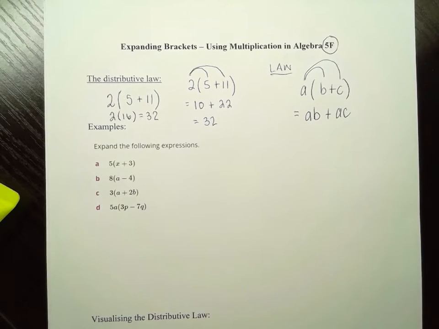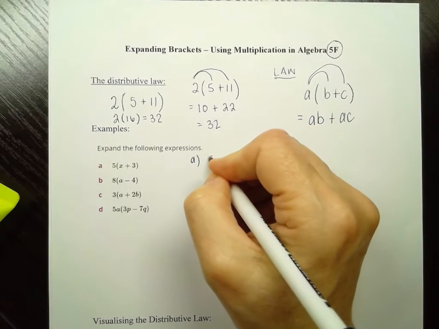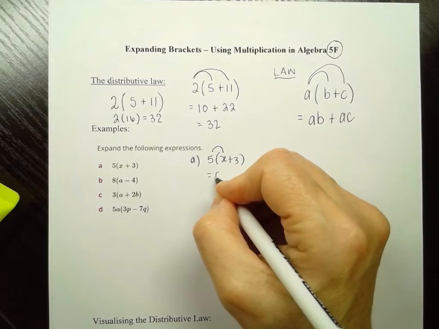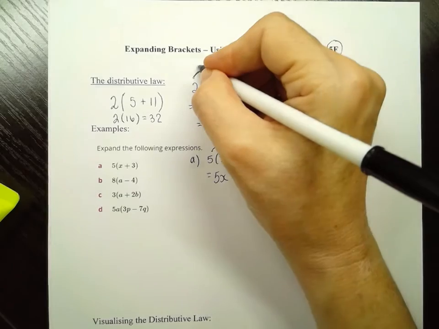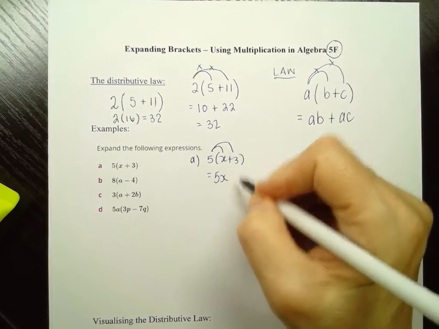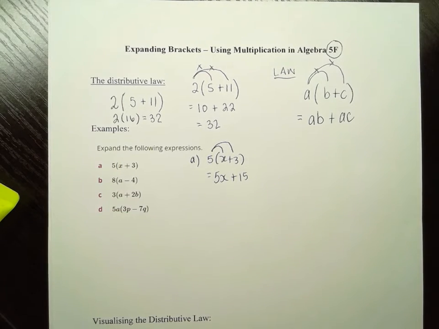Okay, so let's do a couple examples down here where we have some algebra. So A says 5 bracket x plus 3. So that's 5x, 5 times x. I'm always multiplying up here. These are multiply, multiply, multiply, multiply. And then 5 times 3. And I keep whatever sign is there, that's plus or a minus sign.